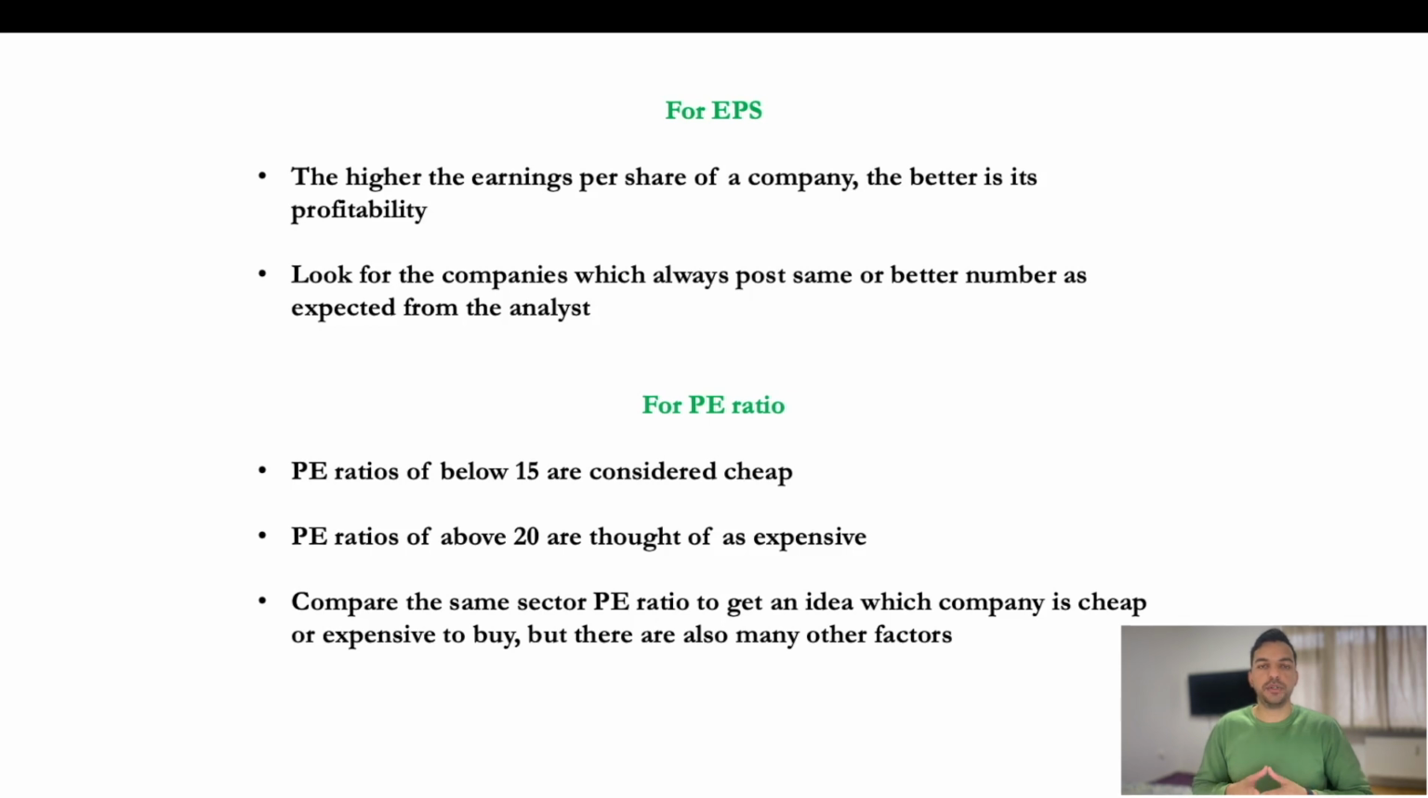For the PE ratio, there is no fixed number, but generally a PE ratio below 15 is considered cheap, whereas above 20 is thought of as companies being quite expensive relative to their stock value. But you cannot decide only on PE value. You have to compare different companies, and then depending upon their future outlook, how they're going to make profit in the next 2 to 5 years, you can decide which company you should invest in.